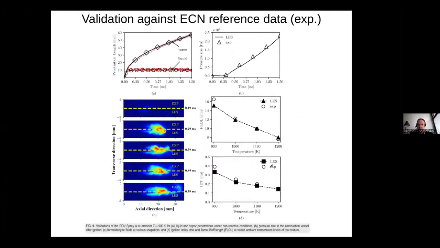And we also provided some validation against the ECN reference data. So how you typically validate, you have vapor and liquid penetration. Here's time. Vapor penetration is how long the cloud is, how long the spray is, so it's growing as a function of time. And then you have liquid penetration and you want to match the reference data. That's how you calibrate that your mixing is correct.